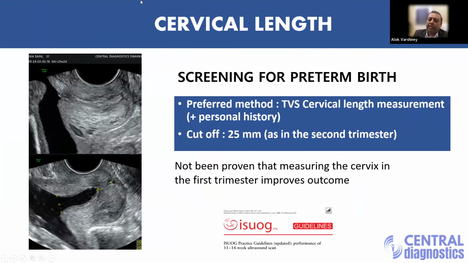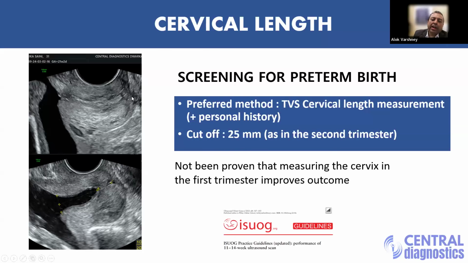Cervical length screening for preterm birth is something which we do, preferably through a transvaginal route. If there's any history of preterm labor, preterm birth in the previous pregnancy, or if there is a history of multiple abortions, then that patient is at risk of preterm labor. The cutoff is 25 millimeters as in the second trimester.